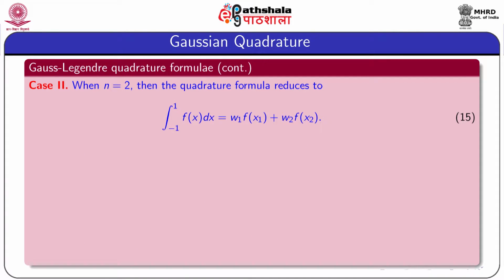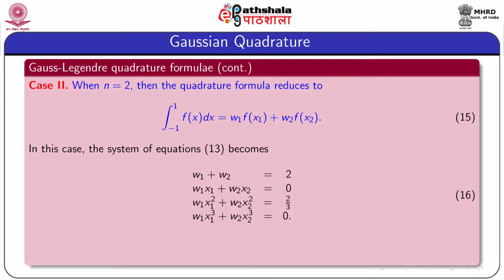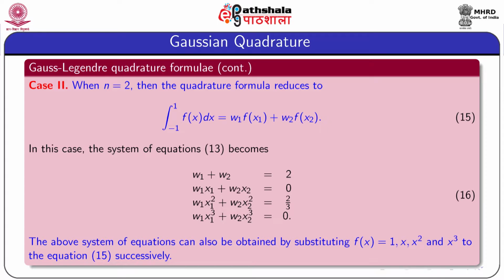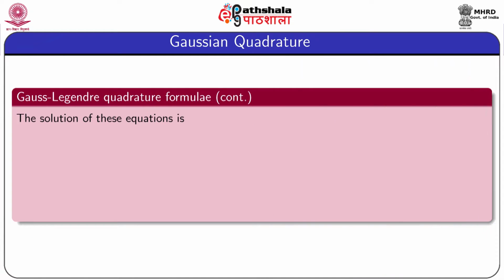For this value, the Gauss-Legendre quadrature formula is given by equation 15. Here w1 and w2 are two weights and x1 and x2 are two nodes. The values of w1 and w2 and x1 and x2 are given by equation 16. These are the four equations containing four unknowns. The above system of equations can also be obtained by substituting f(x) equal to 1, x, x squared and x cubed into equation 15. And solving this, we get w1 equal to w2 equal to 1 and x1 equal to minus 1 by root 3 and x2 equal to 1 by root 3.